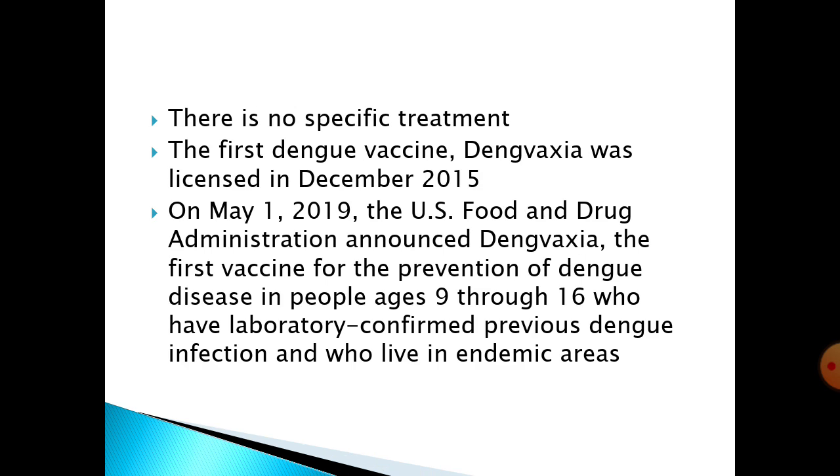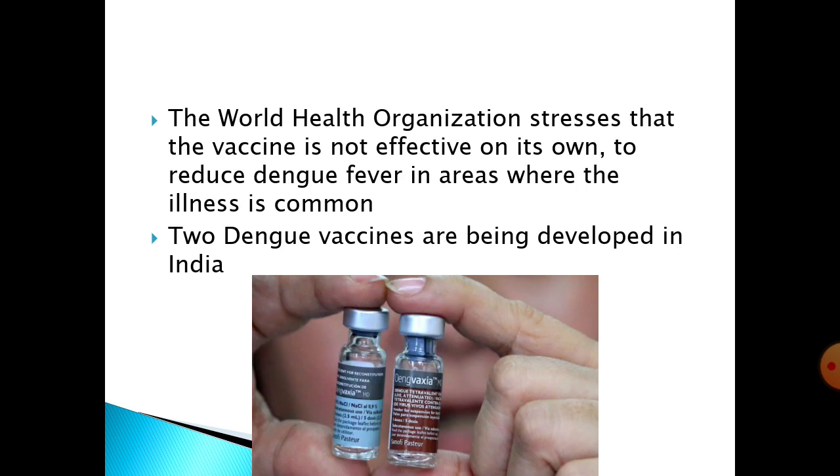There is no specific treatment for dengue. The first dengue vaccine, Dengvaxia, was licensed in December 2015. On May 1, 2019, the US Food and Drug Administration announced Dengvaxia, the first vaccine for the prevention of dengue disease in people ages 9 through 16 who have laboratory confirmed previous dengue infection and who live in endemic areas. The WHO stresses that the vaccine is not effective on its own to reduce dengue fever in areas where the illness is common. So, two dengue vaccines are being developed in India.